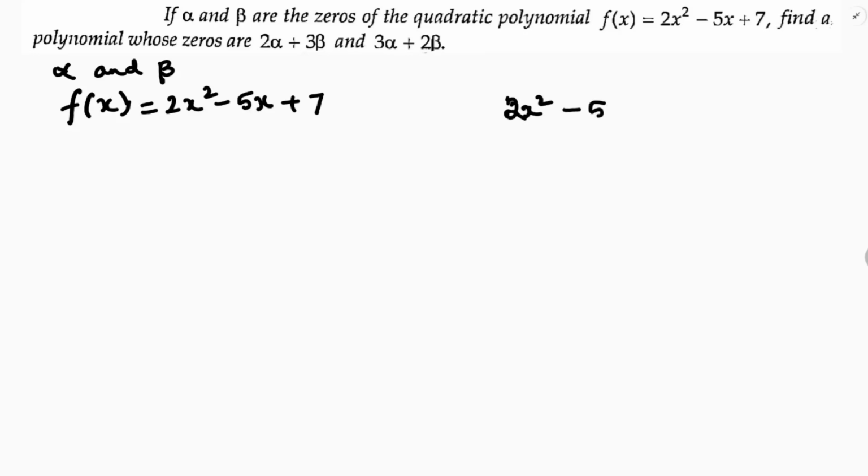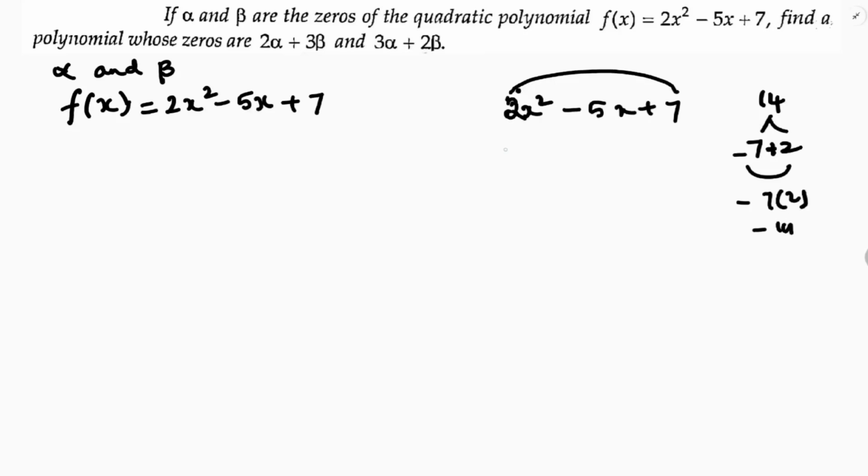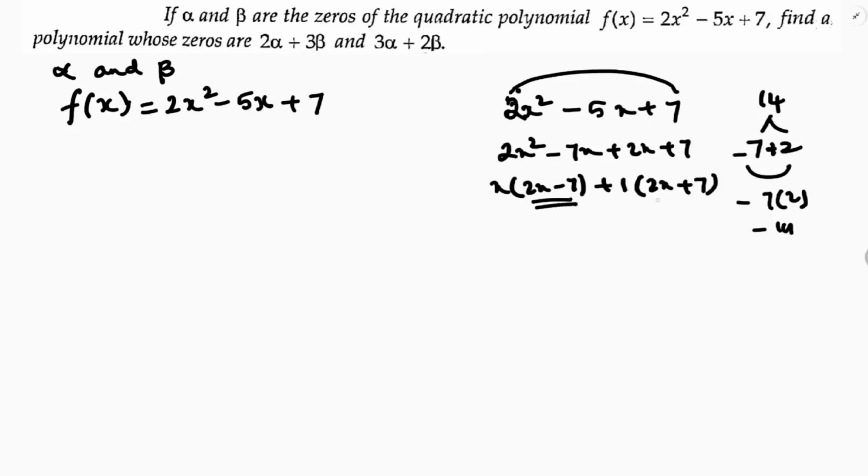2x square minus 5x plus 7. 2 into 7 is 14, and we need minus 5, so minus 7 plus 2, but the product is minus 7 into 2, which is minus 14, but you need plus 14. I'll show you further. Minus 7x plus 2x plus 7, if you take x common, 2x minus 7, plus 1 if you take common, 2x plus 7. See, here it is 2x minus 7, here it is 2x plus 7.